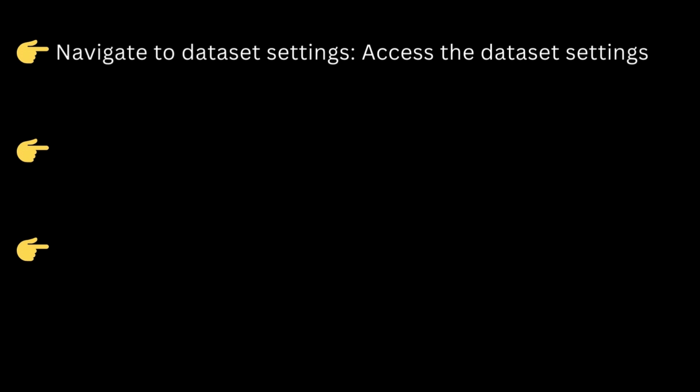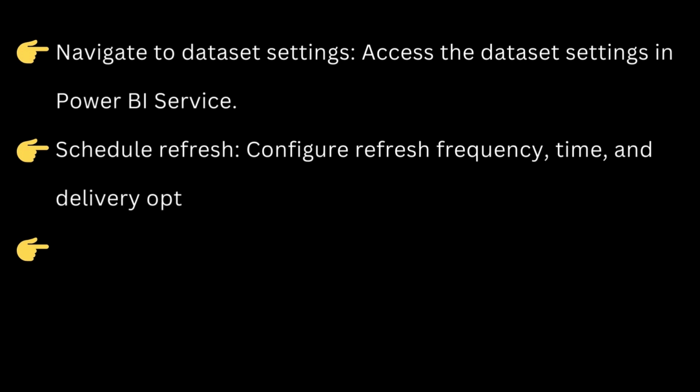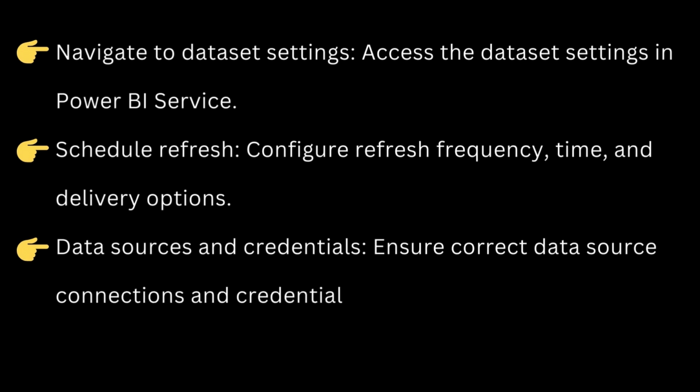So you have to navigate to the dataset settings, and there itself you will find the access to dataset settings in the Power BI service. There you have to schedule the refresh. You have to configure the refresh frequency, how frequent you want it, what the time should be, and what the delivery option should be. Everything you need to set. Then you have to do the data source and the credentials. You have to ensure that there is a correct data source connection and the credentials are added for it. Otherwise the refresh won't be successful.